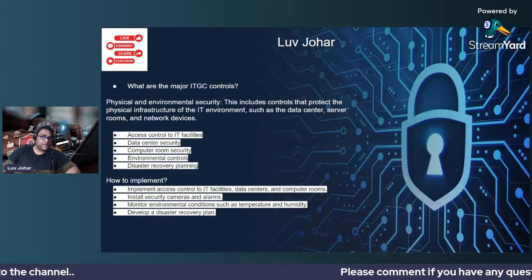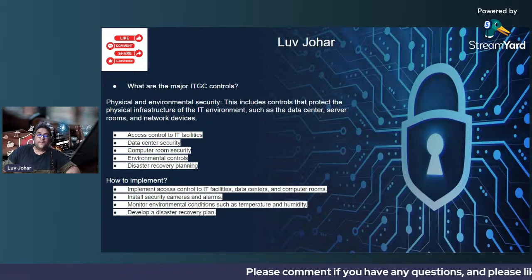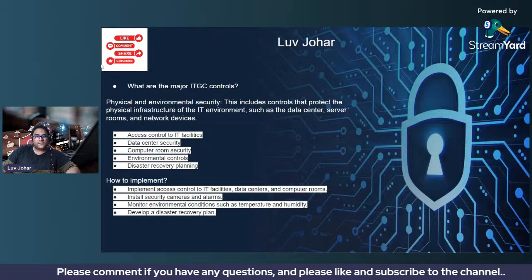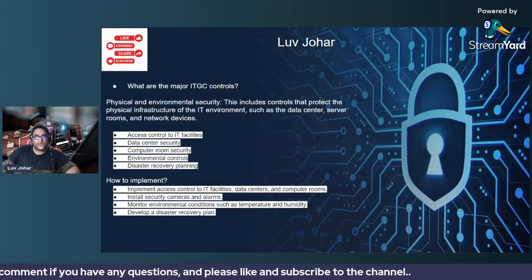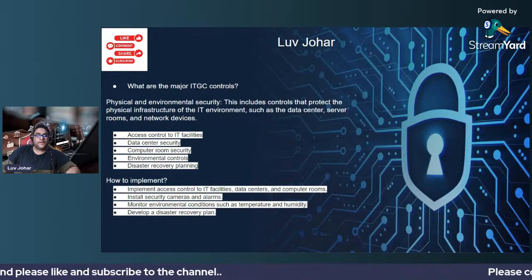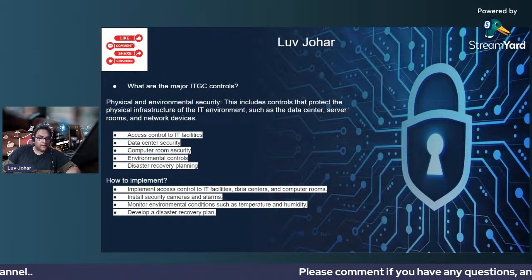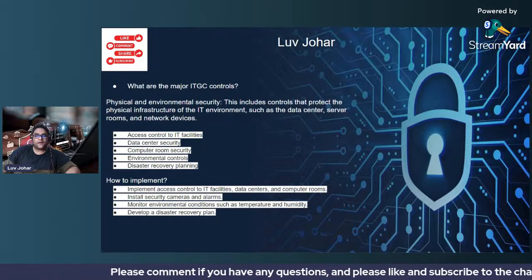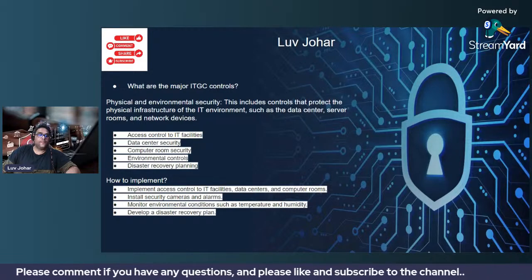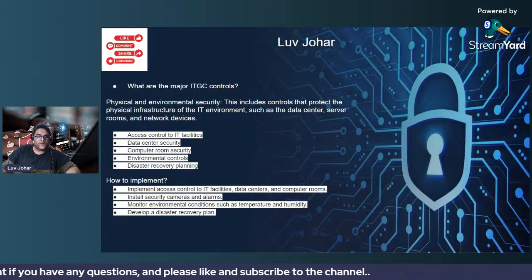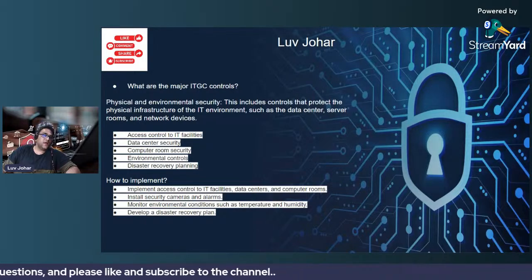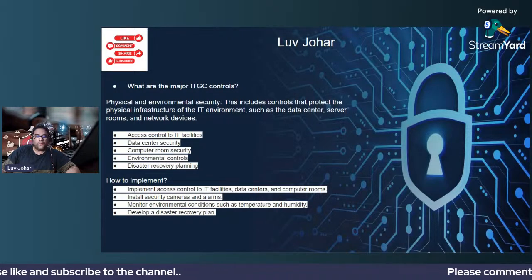I think it is pretty easy to understand how you can implement this. Now here comes the challenging part, because most of the people I think struggle with this part. That's why I have created this video, so that you can get a clear understanding of how you can implement this. You can implement this using access controls to your IT facilities. For example, you can have biometric controls, you can have man traps, things like that, in order to make sure that you control the access to the IT facilities, to the data centers, to your computer rooms, to your network rooms.